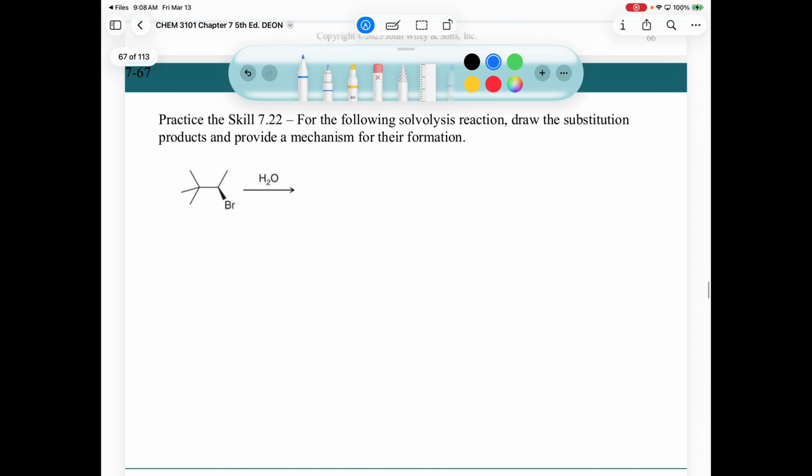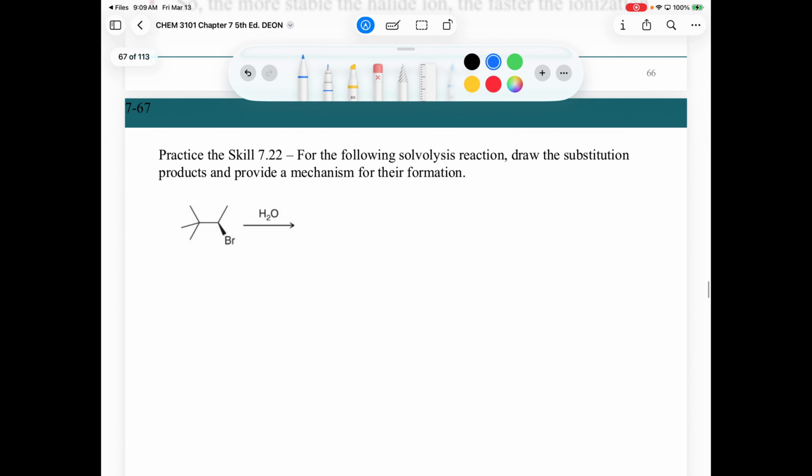Okay, this one here is a solvolysis reaction. It says here, for the following solvolysis reaction, draw the substitution products and provide a mechanism for their formation. Now, in this one, we're starting out with a secondary alkyl halide. However, I would point out that they're telling you that it's a solvolysis reaction, and you are expected to know that if somebody says solvolysis and substitution, this means it's an SN1 reaction.